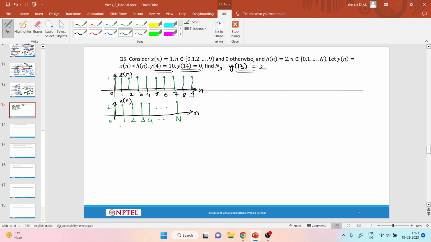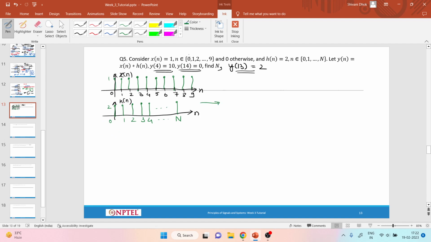So first thing that we need, the information that we are having is my y of 14 is 0 and my y of 13 is 2. So what do these two pieces of information mean? Let us try to first understand this.